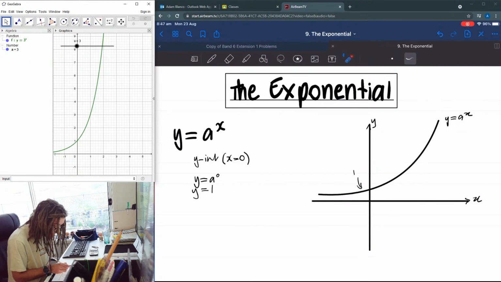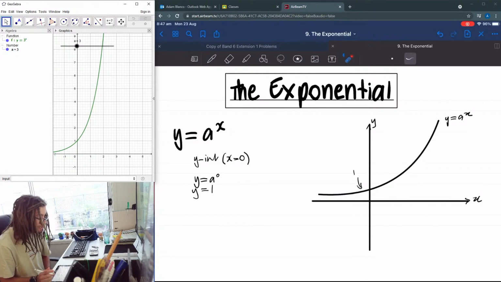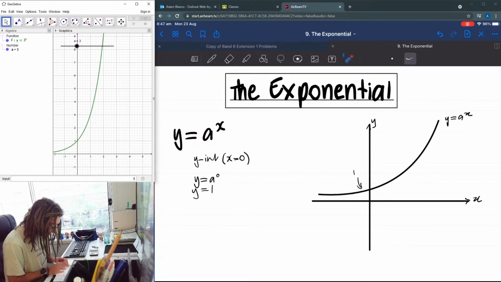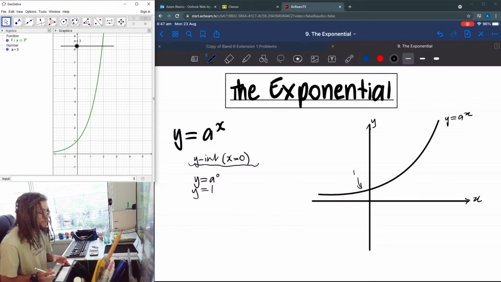What would happen if I put a minus here? So these are the things that we need to think about. Before I do any of that, I'm just going to list a couple of the things that you might notice just by looking at the graph.